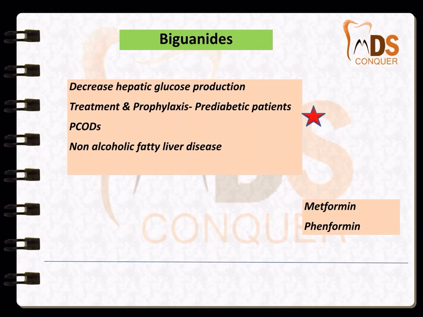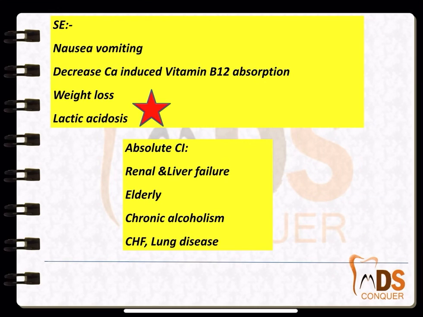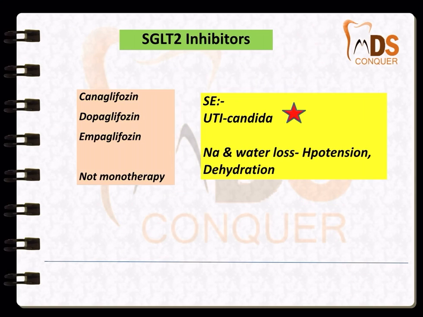These are the two drugs which come under that. Okay, so side effects: weight loss, nausea, vomiting, lactic acidosis, and the absolute contraindications are clearly given here, note them out. Okay, next, SGLT2 inhibitors are these drugs. Okay, and these are not given as monotherapy, they are given in combination with the others.